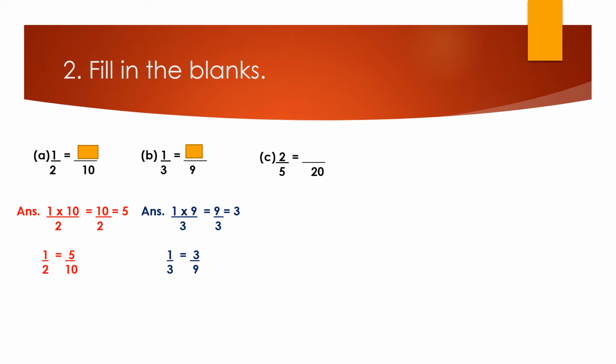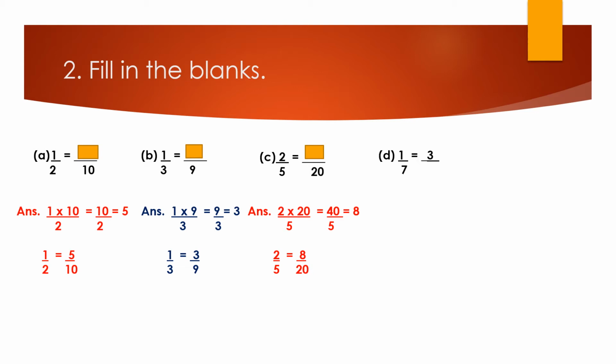Now C part, 2 upon 5 is equal to dash upon 20. Now find out the numerator, children. You will multiply 2 with 20 upon 5. You can either directly divide here itself. 5 and 20, both of them come in the table of 5. So 5 ones are 5, 5 fours are 20. So 4 into 2 will give you 8. Either you do it in this way or directly you can multiply 2 into 20, you will get 40. Now 40 divided by 5 will give you 8. So on the numerator you will write 8. So 2 by 5 is equal to 8 upon 20. So these are equivalent fractions here.